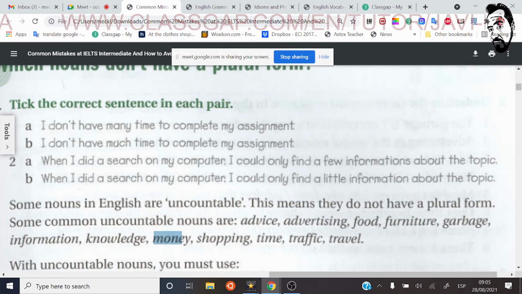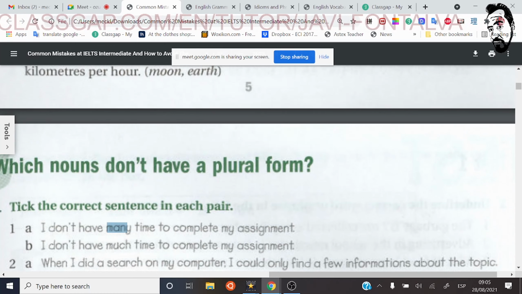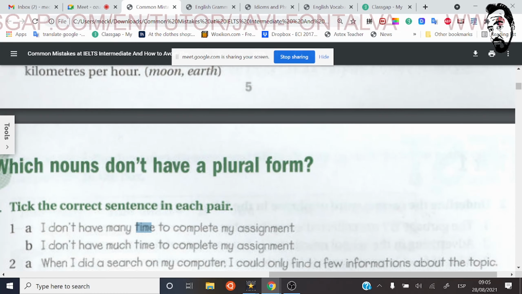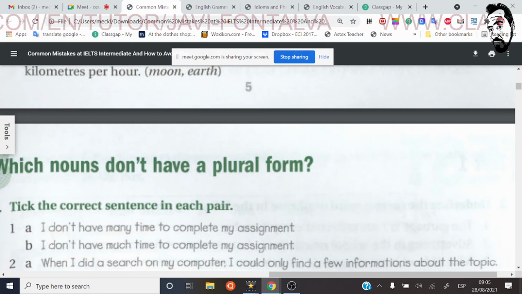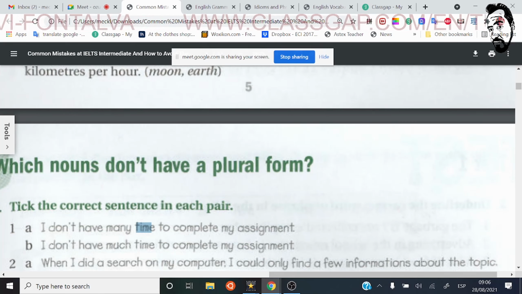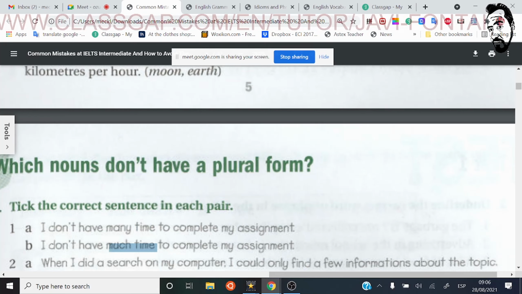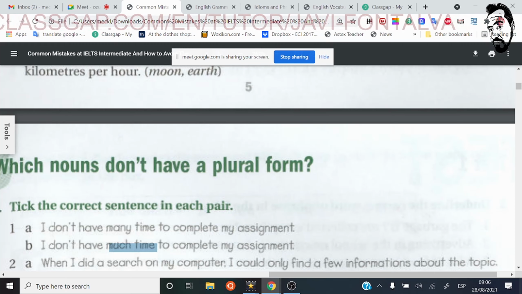Okay, going back to these sentences. Before you told me A, many times. Is this correct? Many times? It's not. A few or much? Much time, or a little time. Not a few. You cannot say few time.